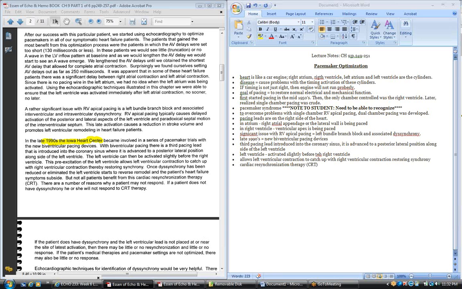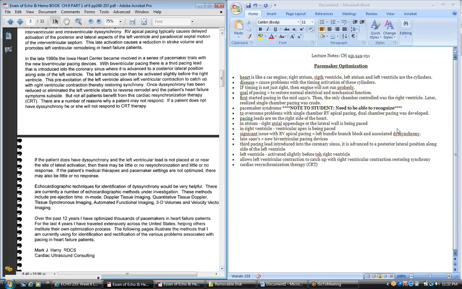If this dyssynchrony that's been developed in the heart is reduced or eliminated, the left ventricle will start to reverse remodel, where it changes shape and size, and the patient's heart failure symptoms can subside. This therapy is referred to as CRT, or cardiac resynchronization therapy. You need to be aware of the term CRT, and it stands for cardiac resynchronization therapy. If the patient's problems don't have anything to do with dyssynchrony, then obviously they're not going to respond to CRT therapy.